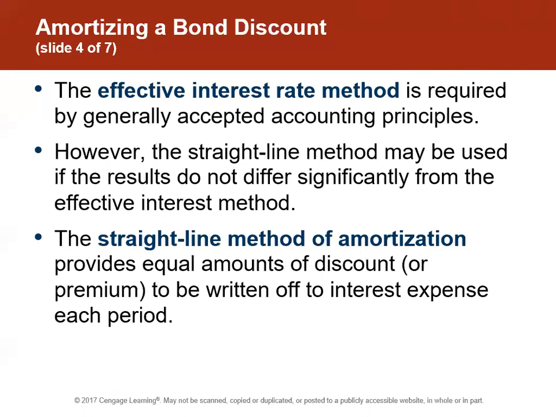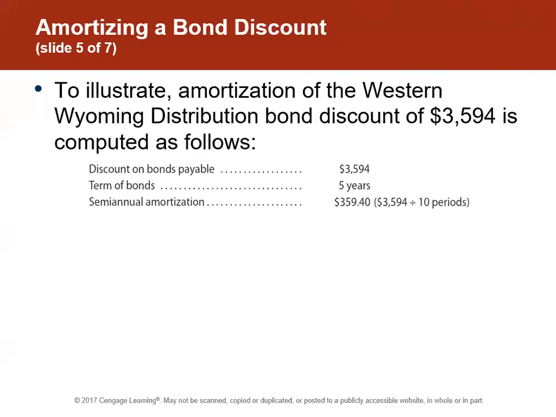The effective interest rate method is required for accounting purposes, but it's kind of complex. And if you work in accounting, you're going to do that all computerized. It's all going to be calculated for you. So we're going to use straight line method of amortization to make life a little bit easier. And that way you can understand the functionality of bonds. Okay, so let's look at this bond we were just looking at.